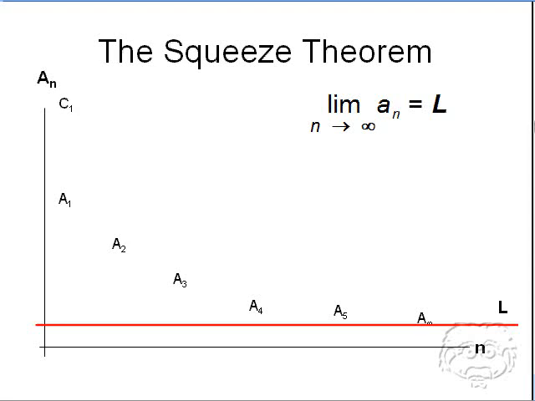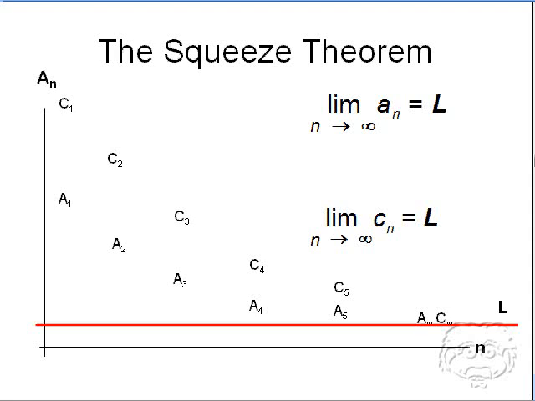Well, now remember, our condition was that a had to be less than c for all values. So here we're going to plot c of n, and notice that c is greater than a, so a is less than c, and c is also going to approach this limit of L.